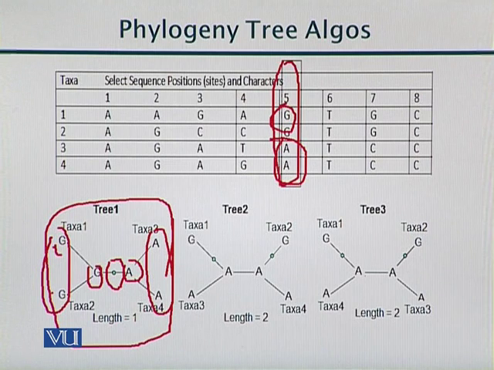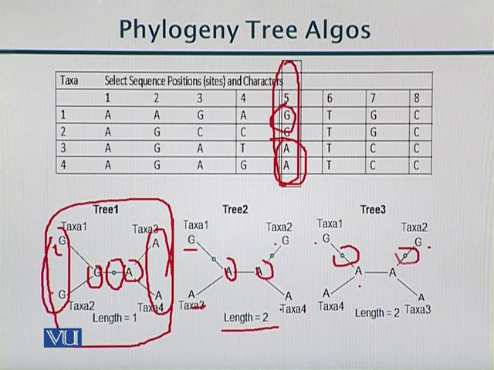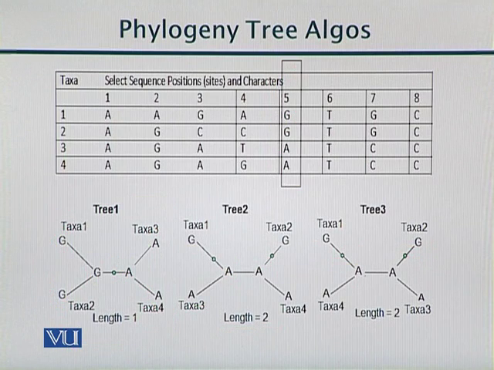The second one is basically a combination of again those two G's shown here and those two A's shown here, and then we have A in common between these two, and this tree is of length 2. Finally, the third tree again shows 2 G's here, and we again have these A's, and the length of this tree is again 2. So this is how we make phylogenetic trees for the fifth column.